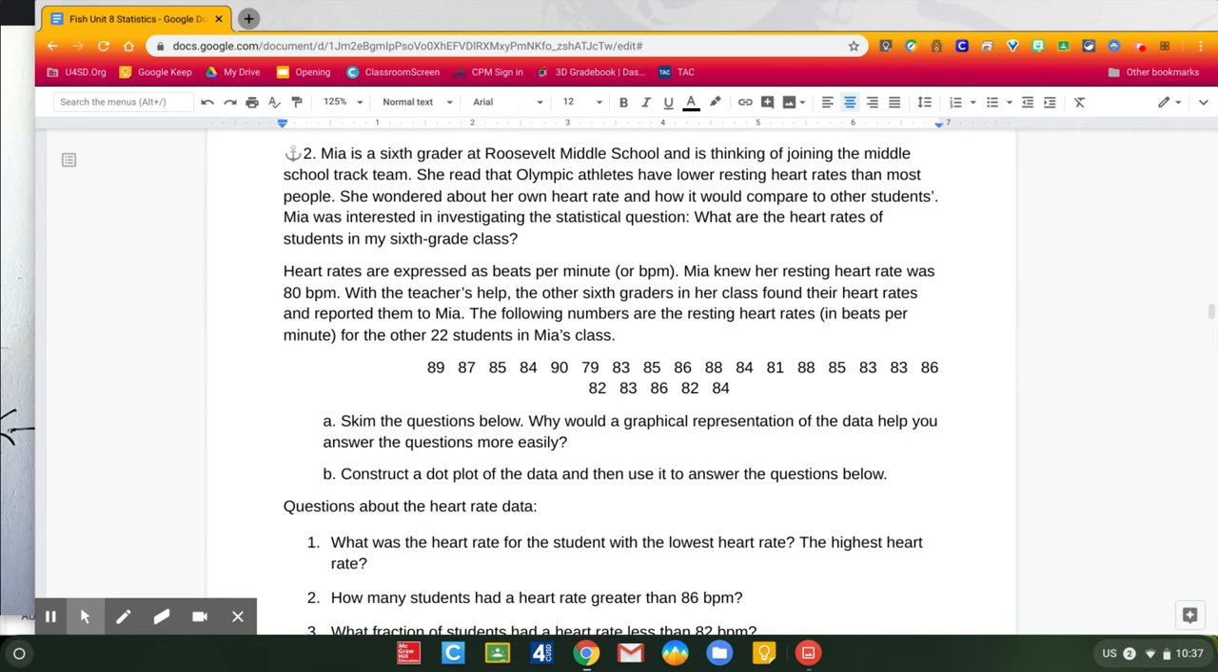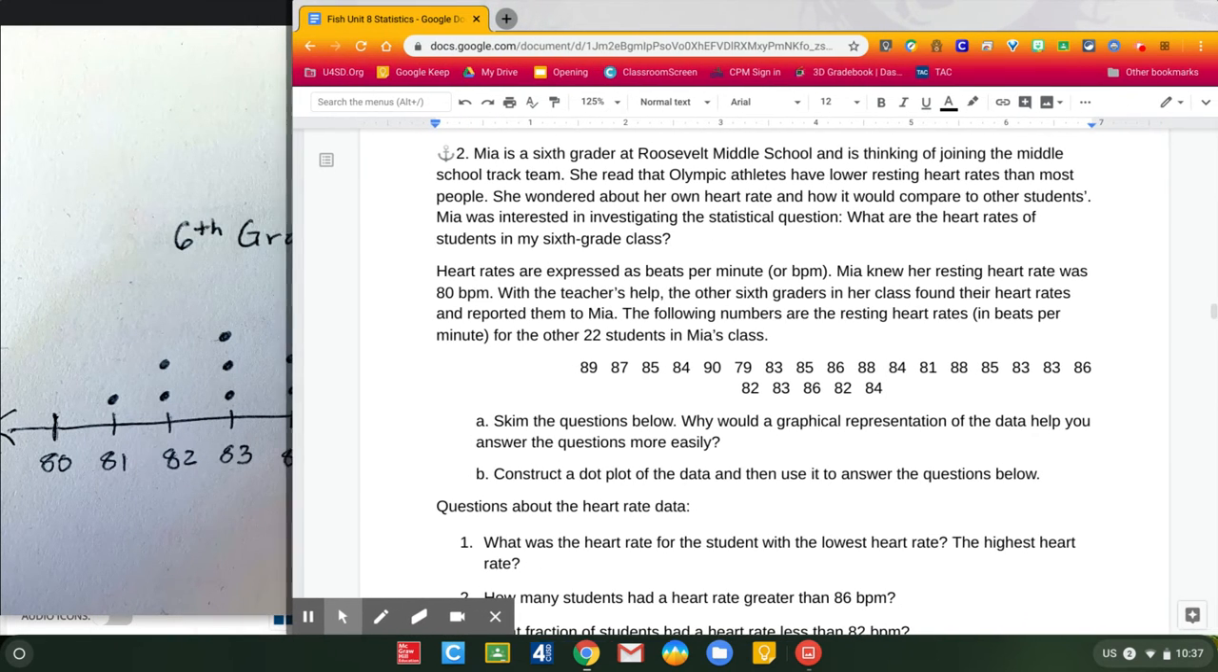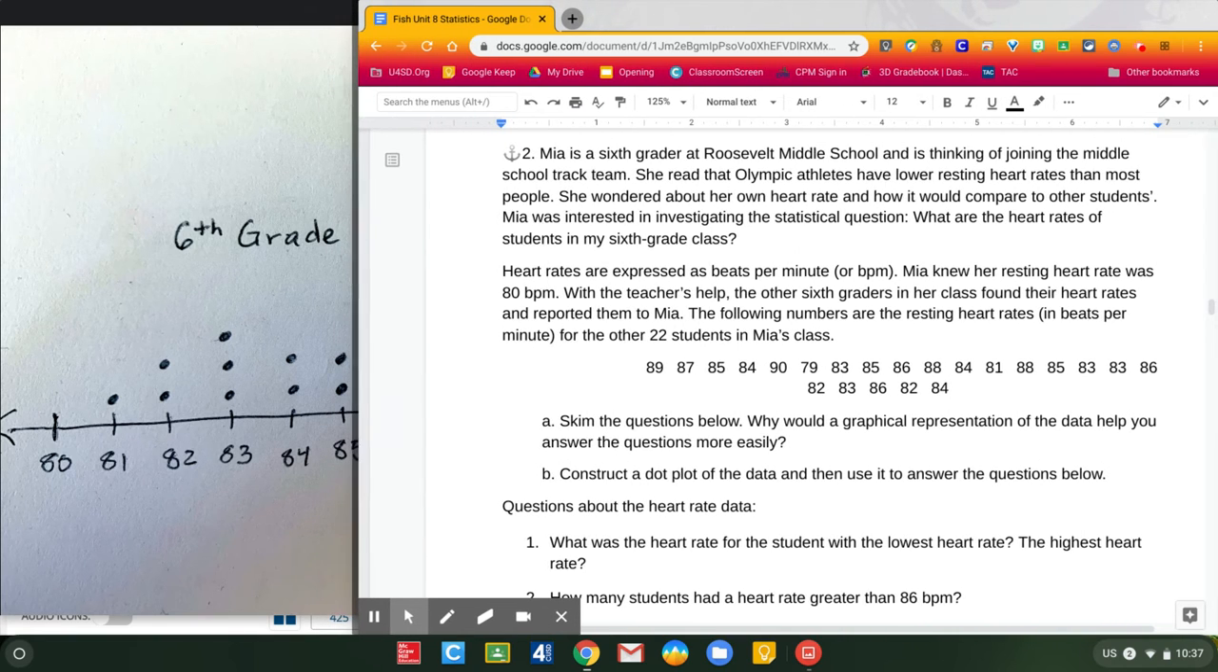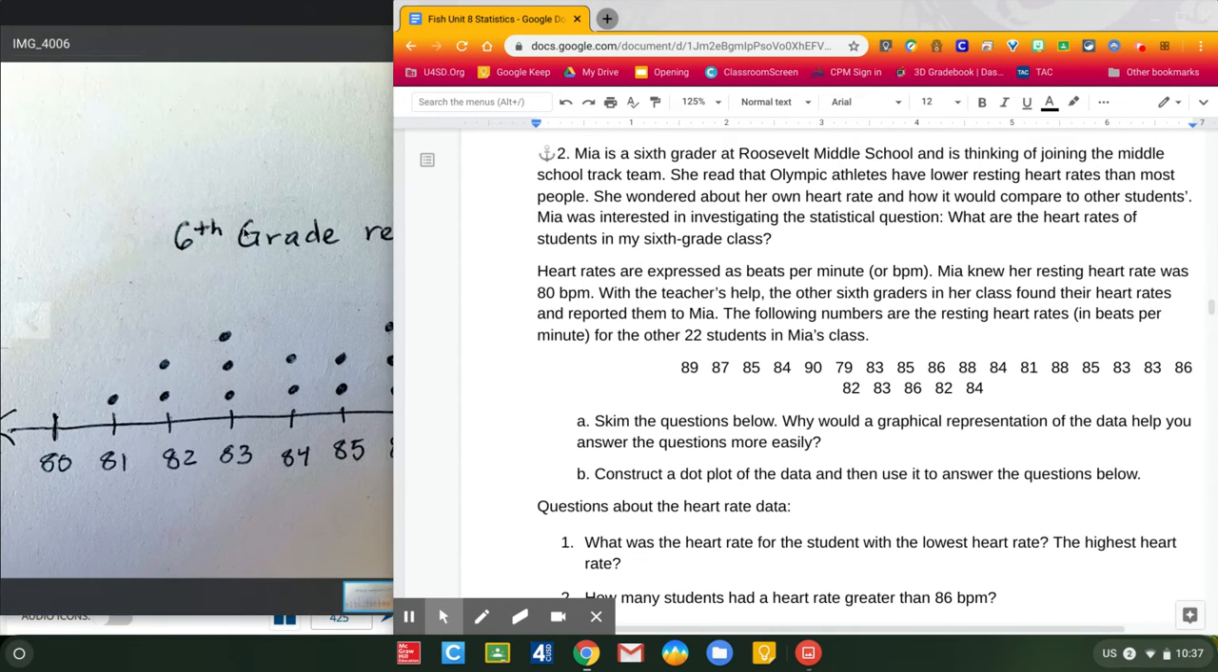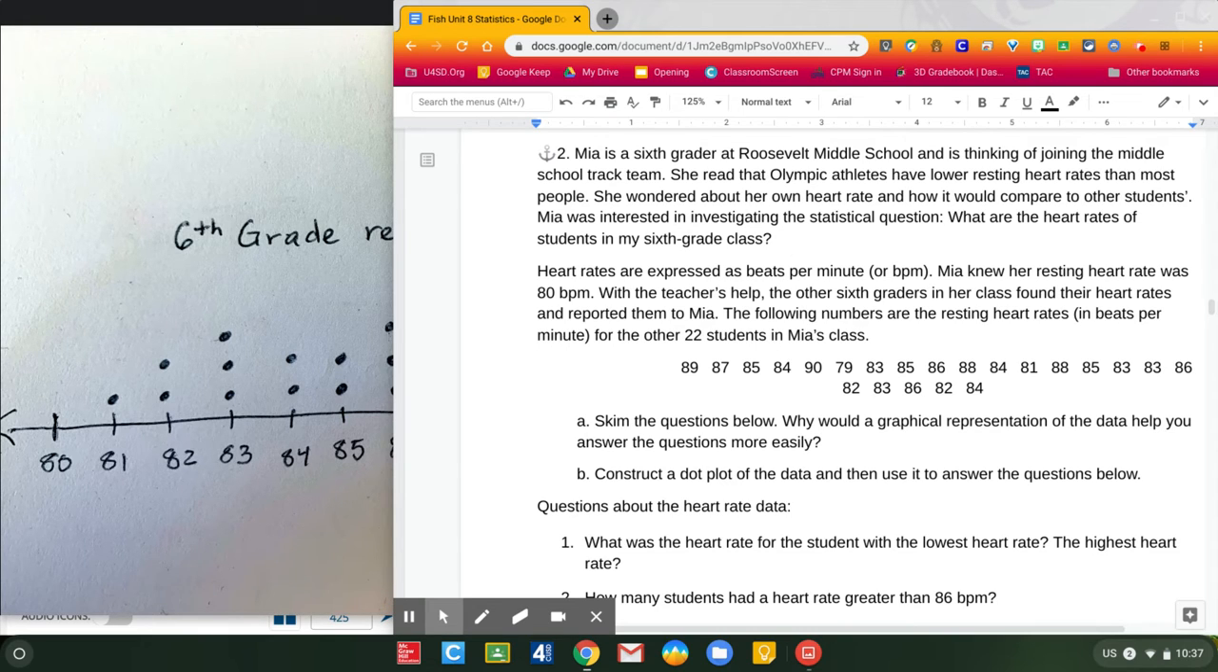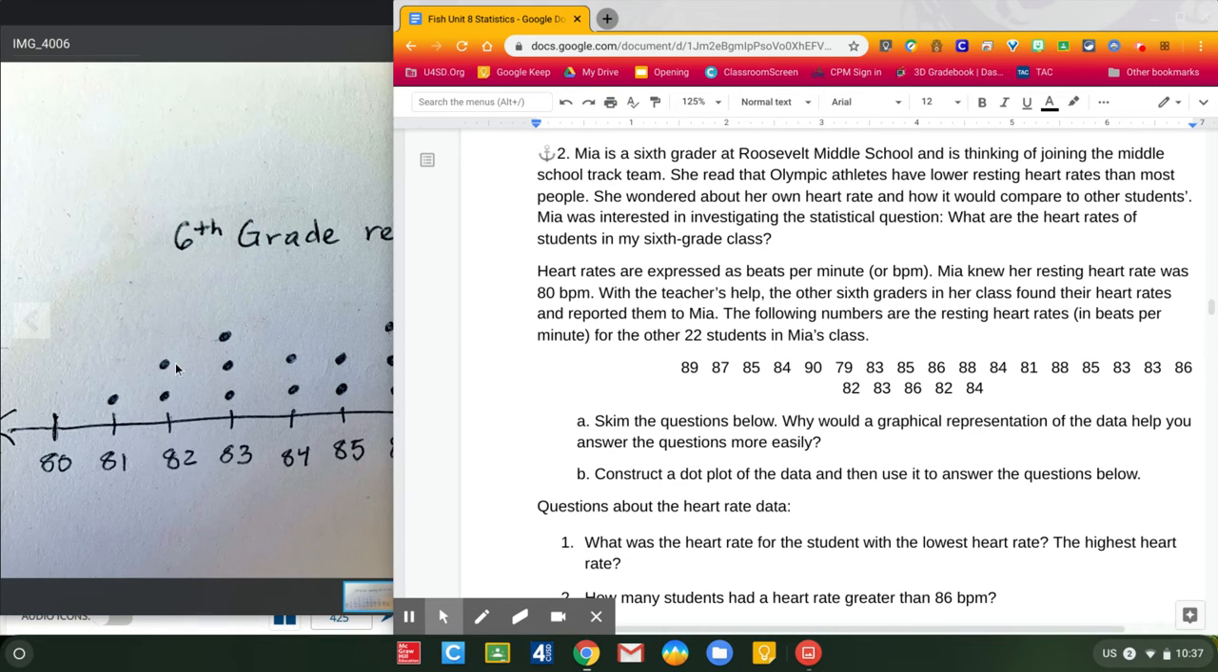Looking at this rather long question about Mia and her heart rate, I've made a graph to take a look at this in a separate document. So I'm going to slide this over a bit so we can see both at once. Alrighty, so it tells me that I want to make sure I'm including the heart rates of everybody in Mia's class, including Mia. And I notice that I did not include a dot for Mia. Ooh, let's do that now.